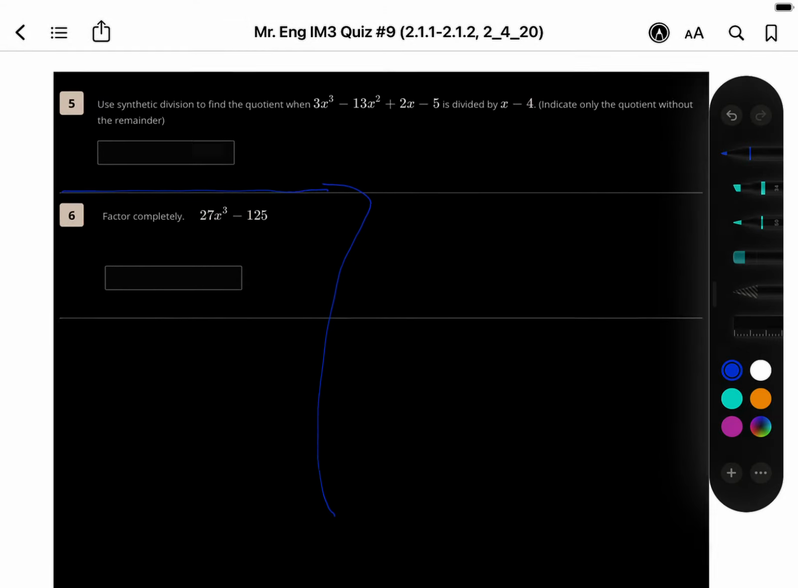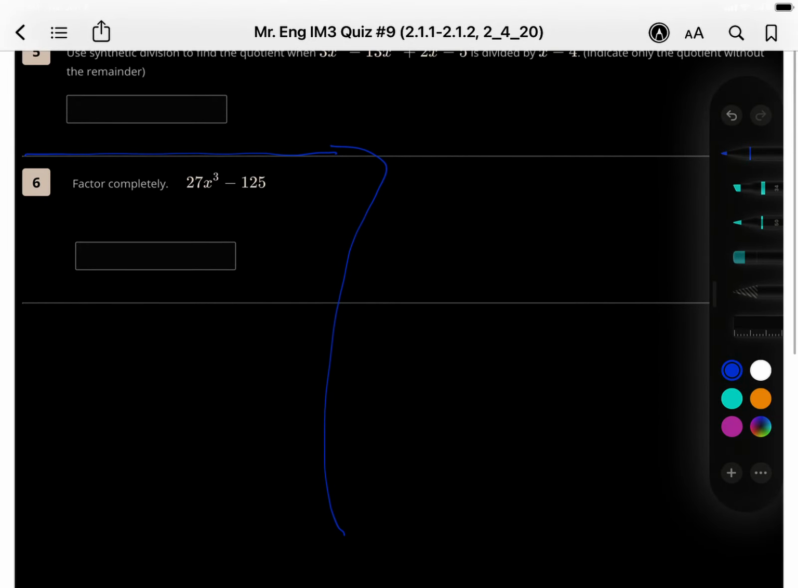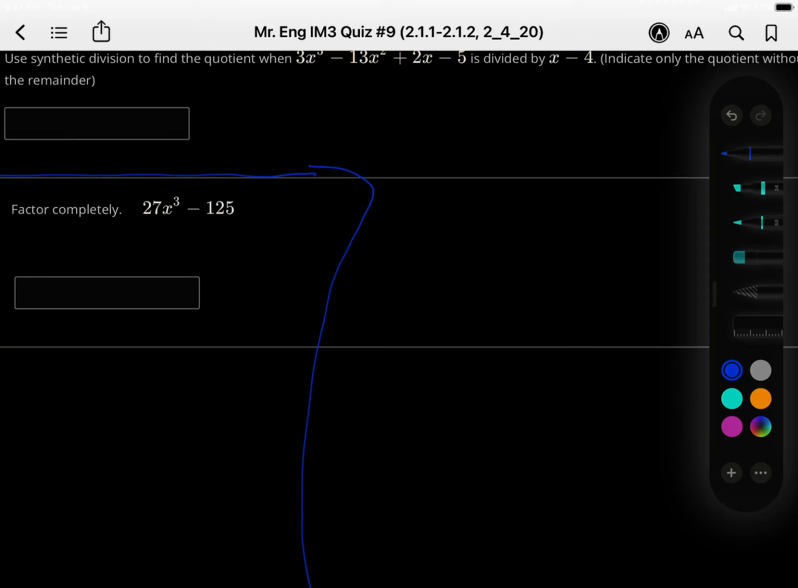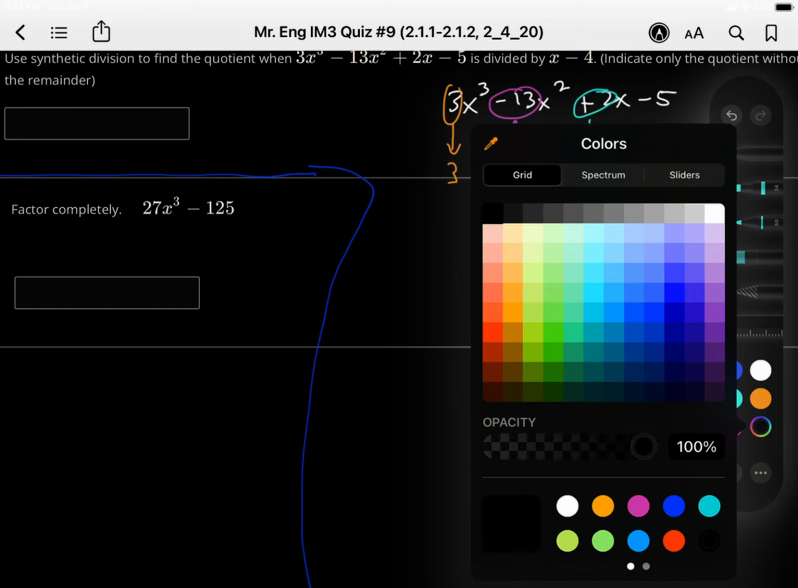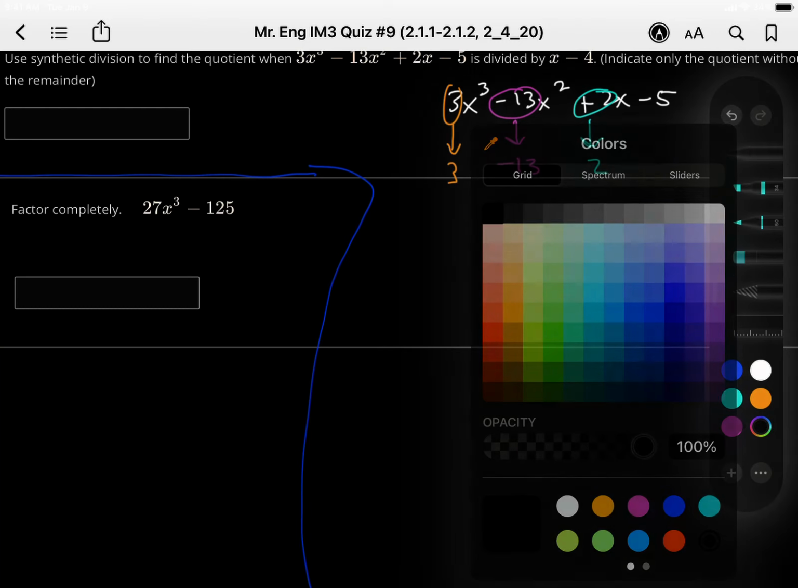All right, question number 5 says use synthetic division to find the quotient when, let's write this down, 3x cubed minus 13x squared plus 2x minus 5. To use synthetic division, I'm just going to be using the coefficients. So that would be 3, negative 13, positive 2, and negative 5.